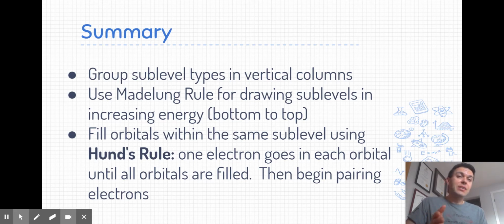Hund's rule states that electrons will remain unpaired until they have to be paired, simply put. So we place one electron in each orbital box, and then once we have one electron in each orbital box within a sublevel, then we begin pairing them up. So that's our summary for drawing orbital box diagrams. As with everything in terms of different skills that we're learning in chemistry, the more practice you get, the more familiar you will get with the method of doing this, and the faster it will come.